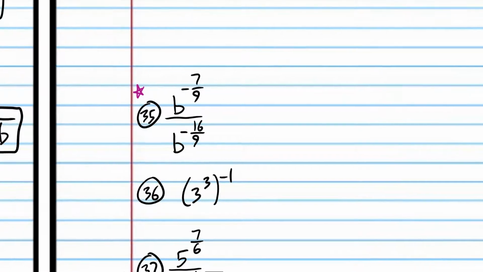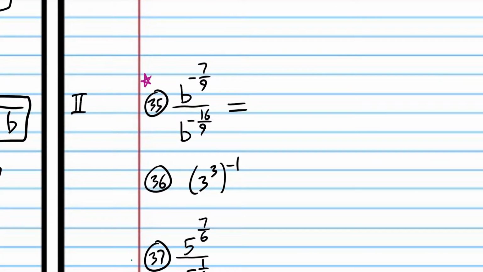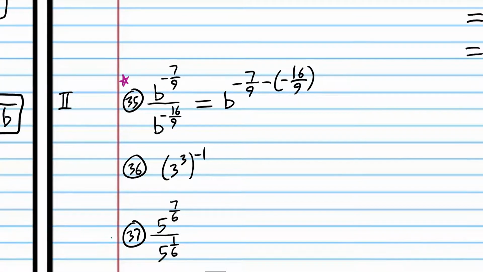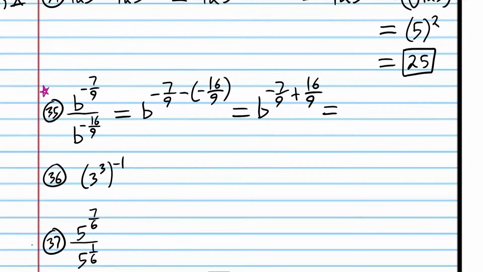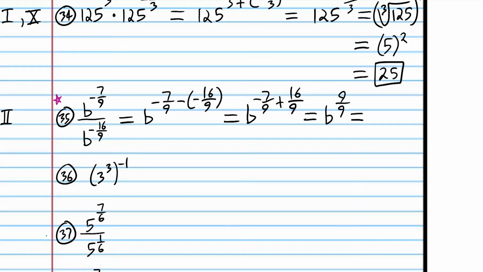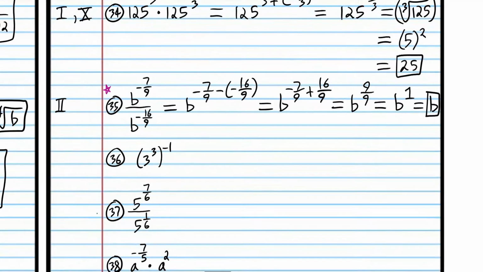All right, let's try another one of these. We're going to use rule number 2 because we're dividing powers, which means we're going to subtract the exponents. And we get a double negative there, so we have b to the negative 7/9 plus 16/9. And good thing we have a common denominator. Negative 7 plus 16 is 9/9. Or negative 7 plus 16 is just 9, and we have 9/9, which becomes b to the 1st power, which is b. We used rule number 6 to say that b to the 1st power is b.